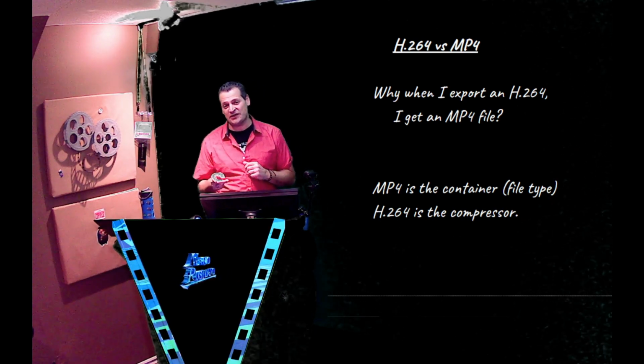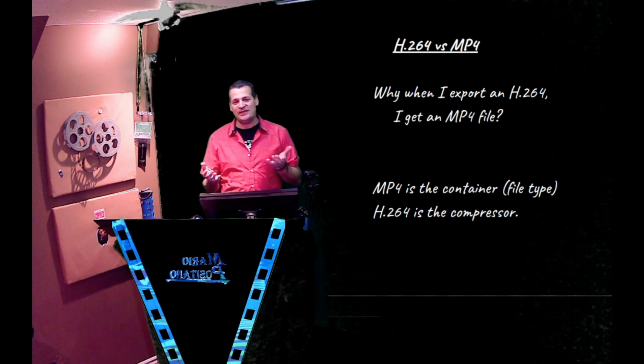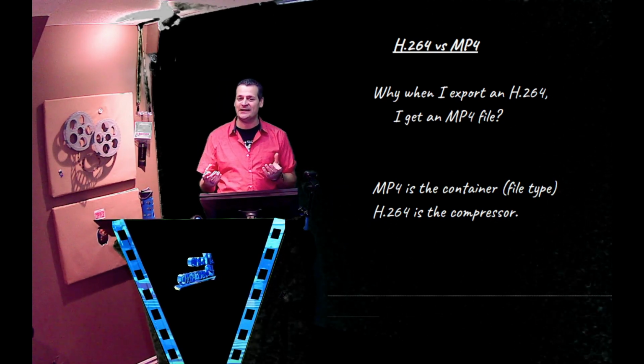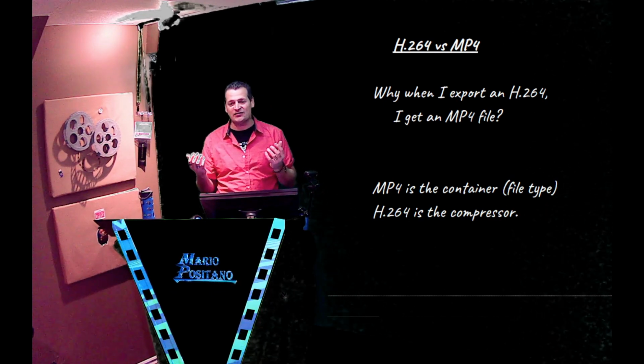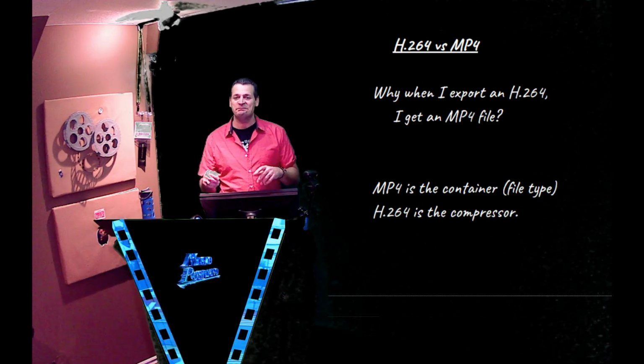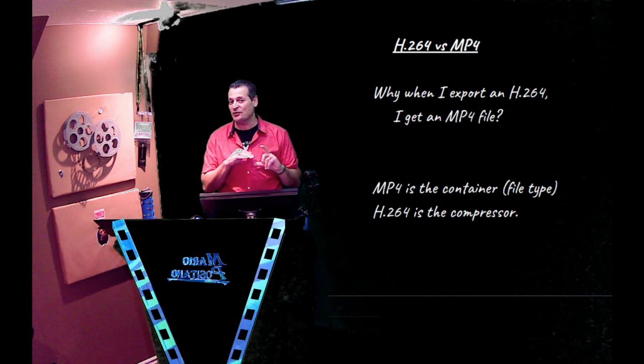H.264 is the compressor. It's how that data is compressed and what methods do we use to maintain that quality, or at least kind of gauge our quality to make sure it's as good as we possibly can get it. So MP4 is the container, H.264 is how we compress it.